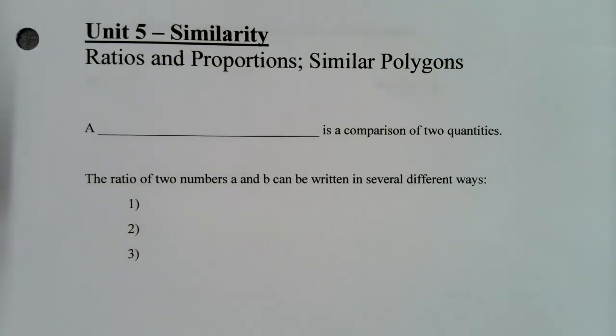All right, this is the new unit in geometry. It's unit 5, and it's called similarity. And this lesson is called ratios and proportions, and then similar polygons.